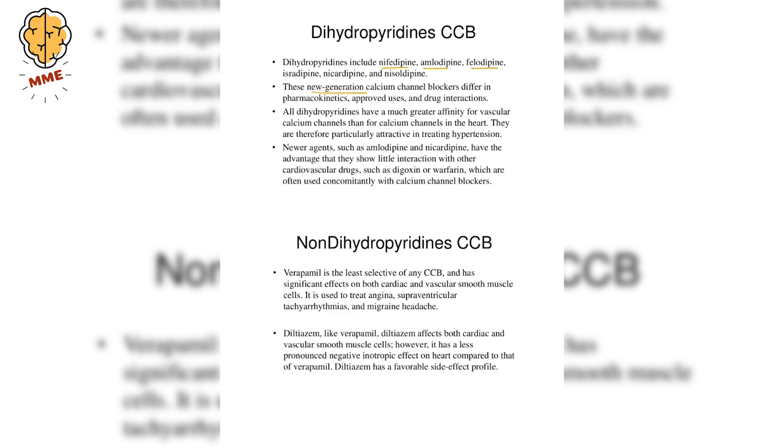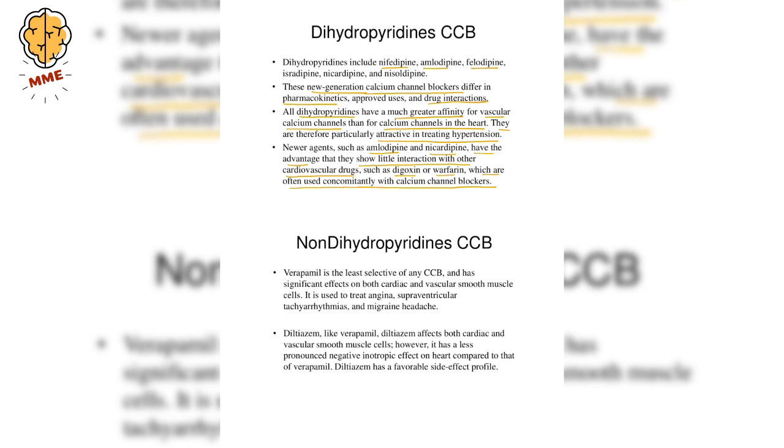These new generation calcium channel blockers differ in pharmacokinetics and drug interactions. All dihydropyridines have a much greater affinity for vascular calcium channels than for calcium channels in the heart. They are therefore particularly attractive in treating hypertensive patients. Newer agents such as amlodipine and nicardipine have the advantage that they show little interaction with other cardiovascular drugs such as digoxin or warfarin, which are often used concomitantly with calcium channel blockers.